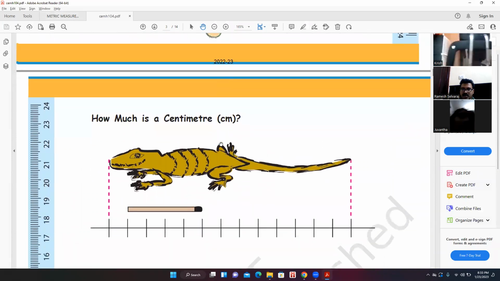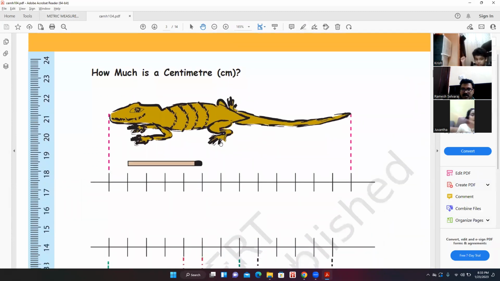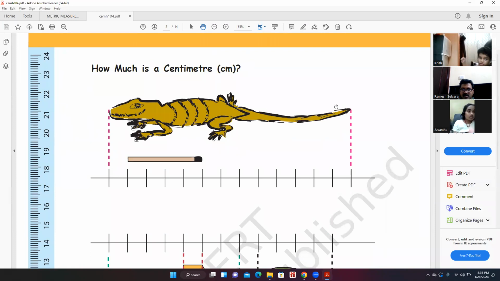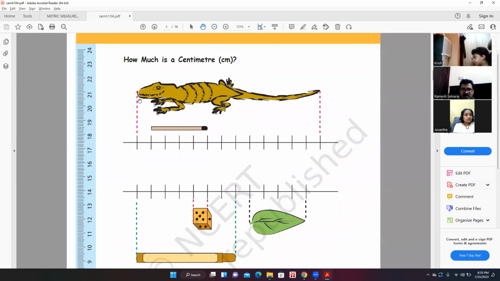Yeah, this is the one we watched last time, right? Do you know how many centimeters this crocodile is? No, this is a lizard, right? Yeah, it's a lizard. Can you measure how many centimeters? How much is a centimeter?